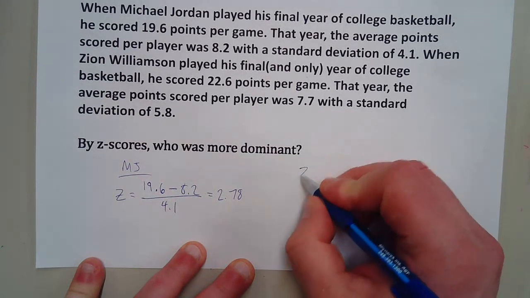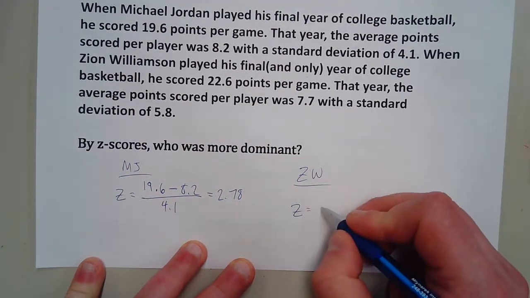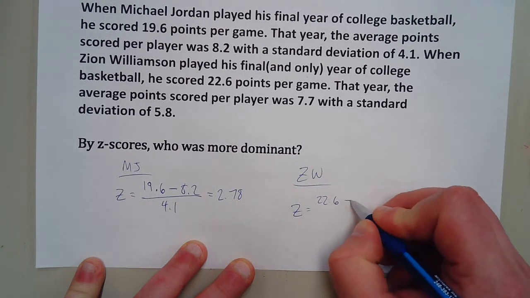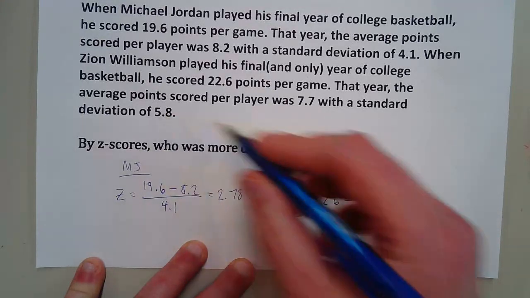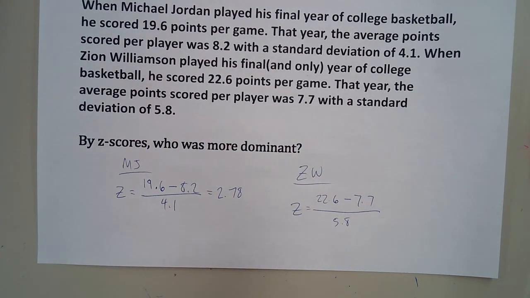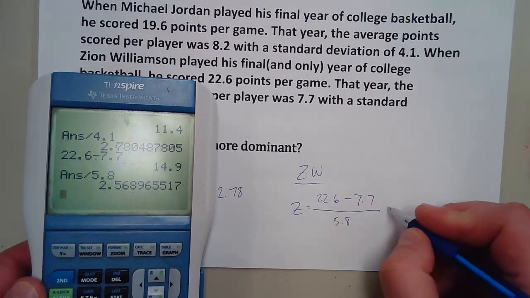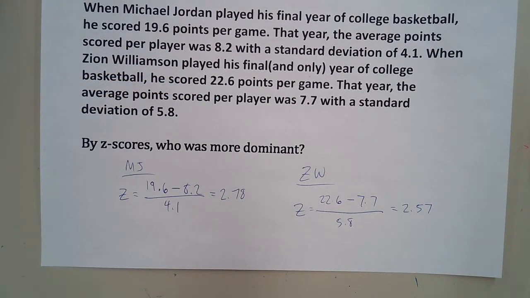And then you had Zion Williamson. He averaged 22.6. Points per player were 7.7 that year. And the standard deviation was higher, it was 5.8. So we do our same calculation here, 22.6 minus 7.7, and then we divide that by 5.8. And his z-score is 2.57.